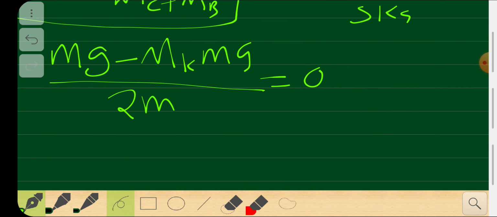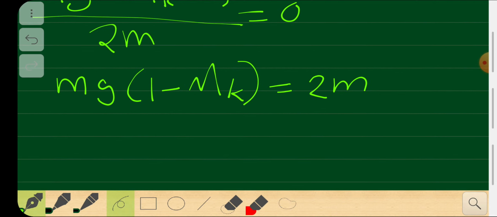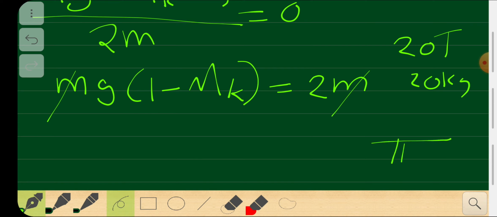So you can take out mg in the numerator, so mg times (1 minus mu k) over 2m must be equal to 0. Now you can cancel m, so it doesn't matter what the weight is. If it is 20 tons or 20 kilograms, the same friction has to be there. That's a very important factor. So you must remember that it's independent of mass, the mass cancels.